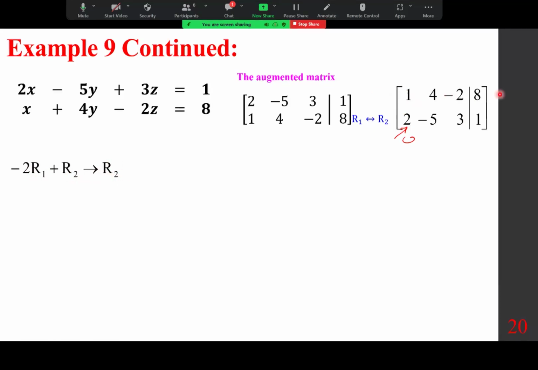So the first row doesn't change. Now, multiply this one by 2, subtract it from this, you get 0. Multiply this one by 2, 8. Subtract it from negative 5, you get negative 13. Multiply this by 2, negative 4. Subtract it from 3, that means add 4, you get 7. Multiply by 2, 16. Subtract it from 1, you get negative 15. So we got those.